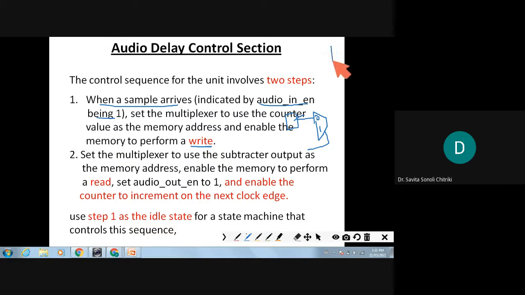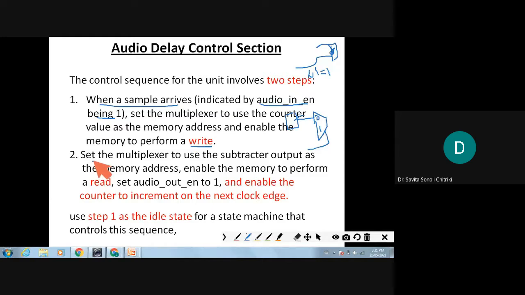So that memory read write enable is there, so this write should go high. What will happen? The memory will be written. Data will be written here. So very clear. When the samples arrive, set the multiplexer to use the counter value as a memory address and enable the memory to perform write.